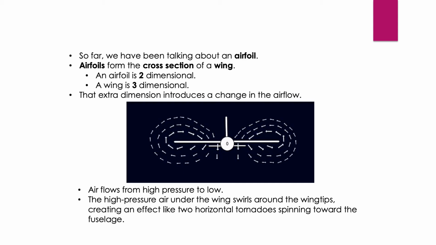Now, air always flows from high pressure to low, and as I mentioned earlier, the wing is generating a high pressure area underneath itself. And so the high pressure air is trying to equalize, as I just mentioned. And so one of the ways it tries to do that is by moving around the wingtips to that low pressure area that the wing's generating on top of it. Now that creates some vortices, essentially like two horizontal tornadoes spinning around the wings toward the fuselage.